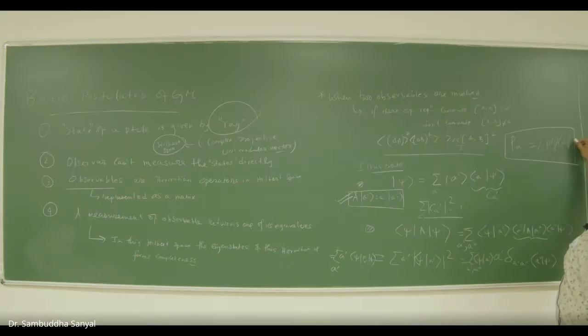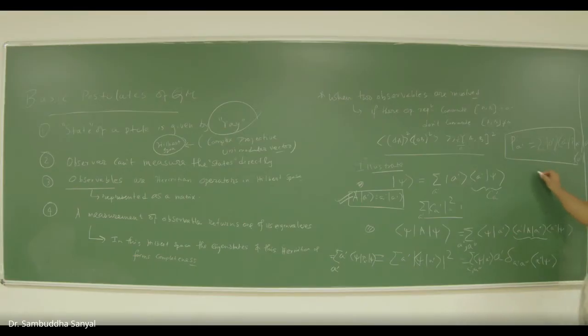P a prime can be represented as the summation of ket a prime into bra a prime, like this. Yes, ket a prime, bra a prime, then P a prime, then T a prime. After that, ket a double prime into bra a double prime. It's the matrix representation of the operator.